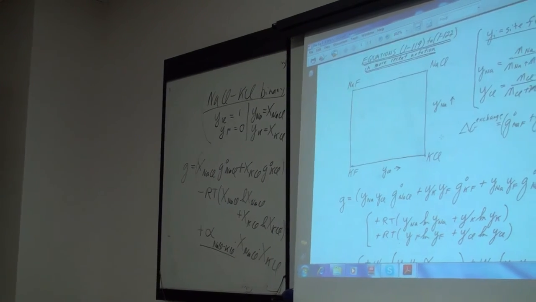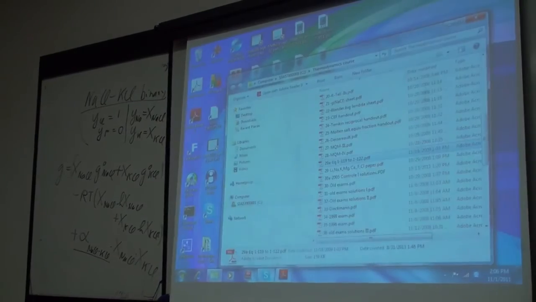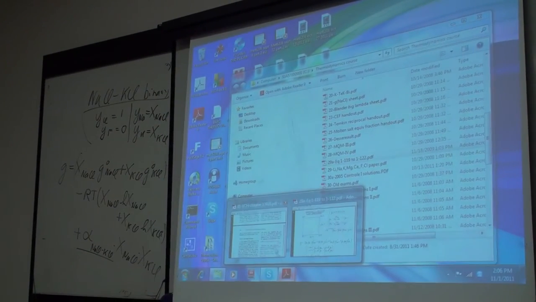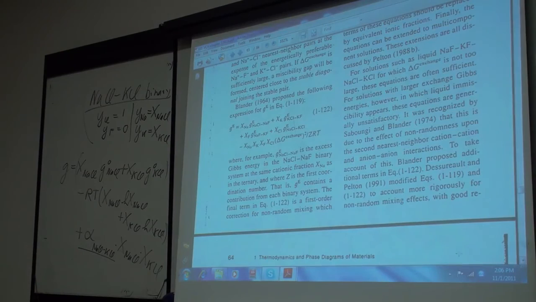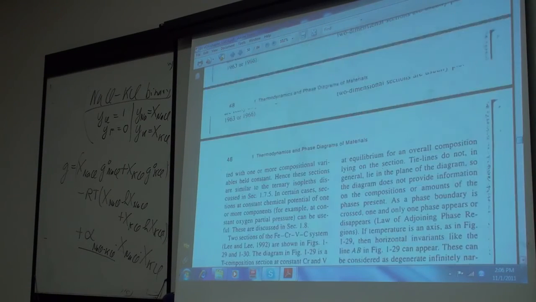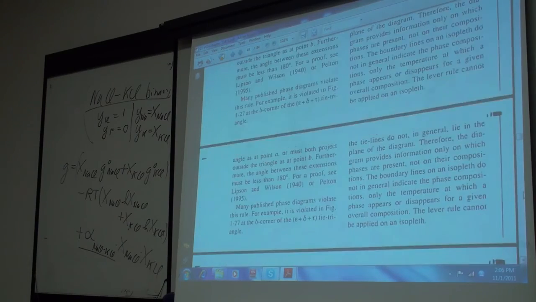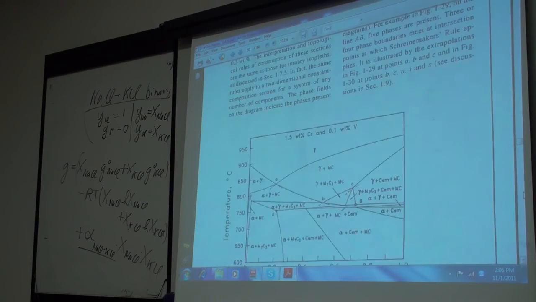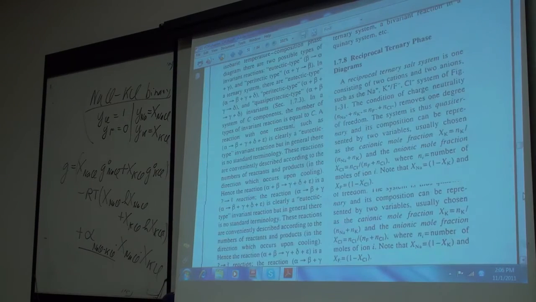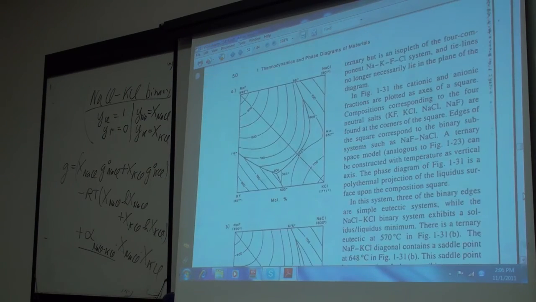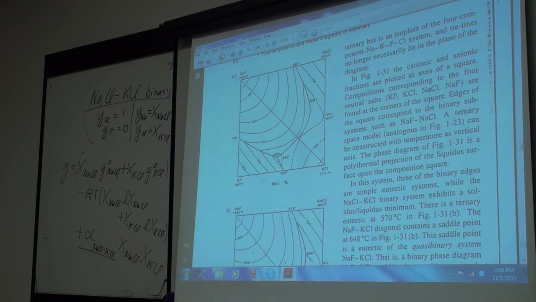So let's go back to page 50 back here in number 1. The idea here is to look at the mathematics, but to see what the mathematics means. Okay, let's look at this system. The four binary systems, if you've ever seen them, are almost ideal solutions. The liquid solutions of NaF, each of these binary liquid solutions is almost ideal. These alpha terms are very small.